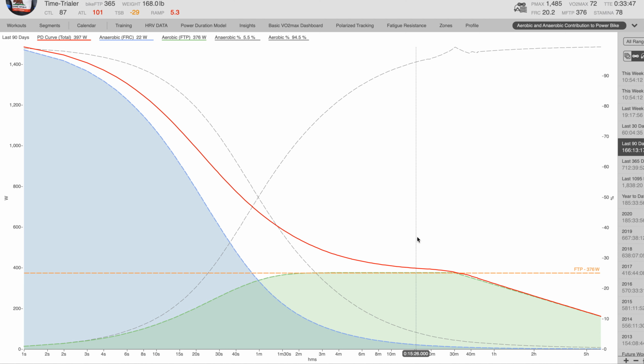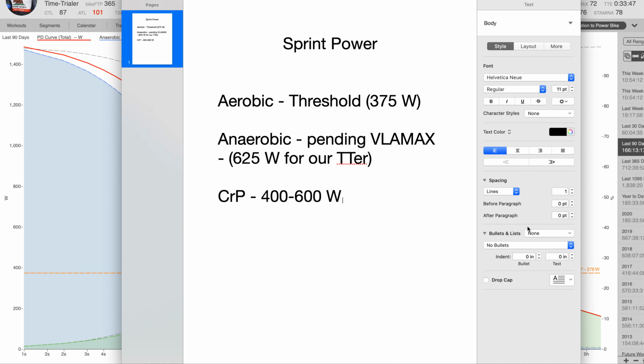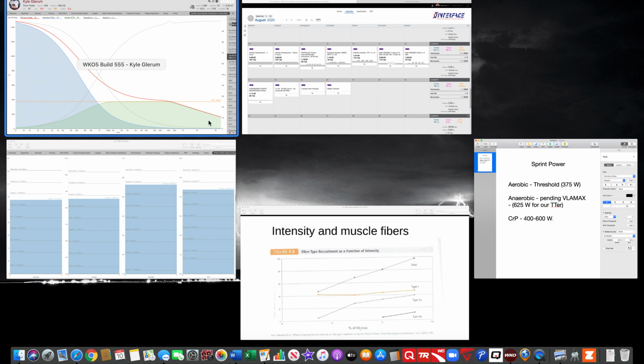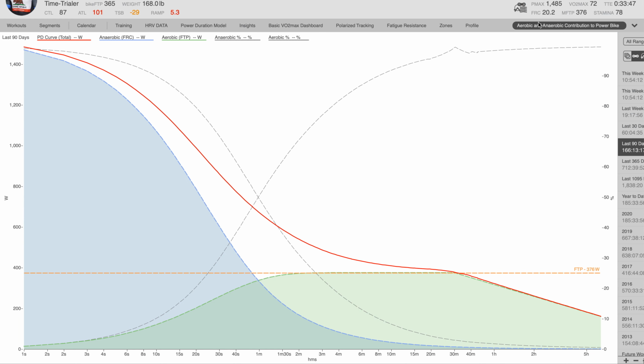What I wanted to get into a little bit is the sprint, because threshold, and this is an athlete with a high threshold, and hopefully this will clear some things up about whether you should improve your threshold or whatnot. So sprint power is a combination of your threshold, your aerobic contribution, your anaerobic contribution, depending how strong that system is, and then you're going to get 400 to 600 watts from your creatine phosphate system. And if we add these up, that's going to give us this 1500 watt sprint.